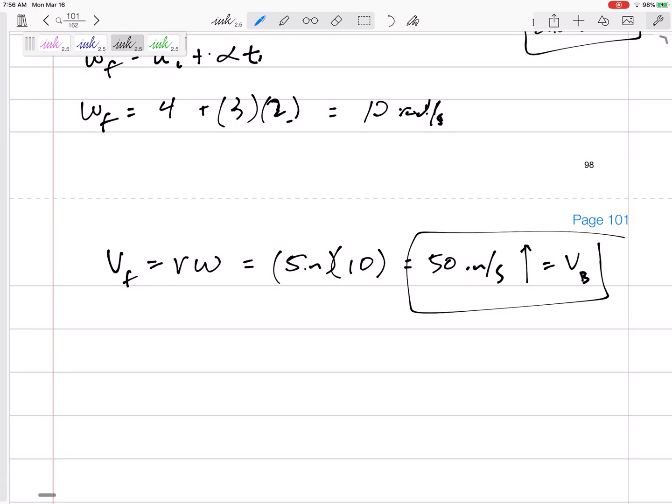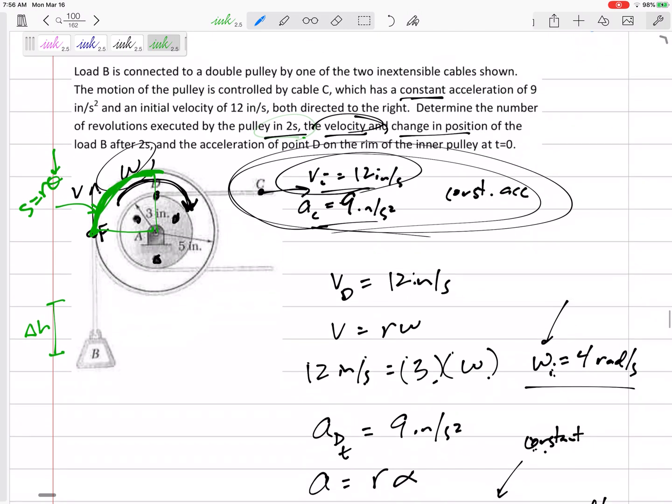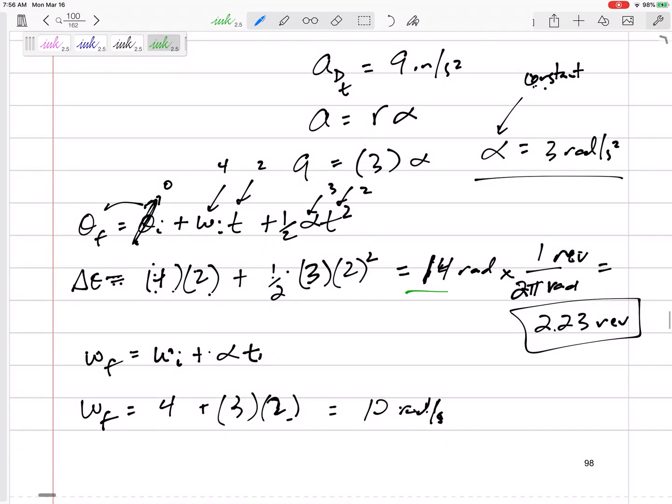Okay. It also asks for the change in height of load B. Let's think about that. The change in height of load B would be whatever arc length is on the outside of this pulley after 2 seconds. What is the definition for arc length? S equals R theta. What is the theta that it rotated after 2 seconds? I found that one was 14. I can reuse that. All right, good.